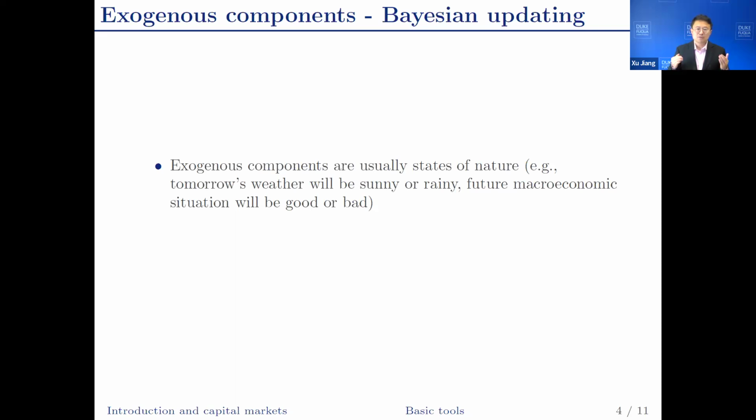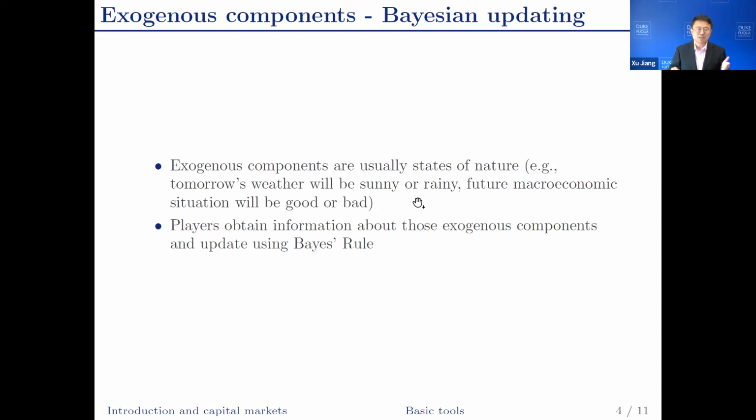For example, future macroeconomic conditions could be good or bad. Nobody chooses it. Tomorrow's weather will be rainy or sunny. Nobody chooses it. Usually, investors are uncertain about exogenous components, but they have some prior beliefs about the distributions of those components. Subsequently, when they obtain information, they're going to update their beliefs about the distributions of those components. This is what we call the posterior beliefs. It's formed using Bayes' rule. Now let's use some examples to illustrate.